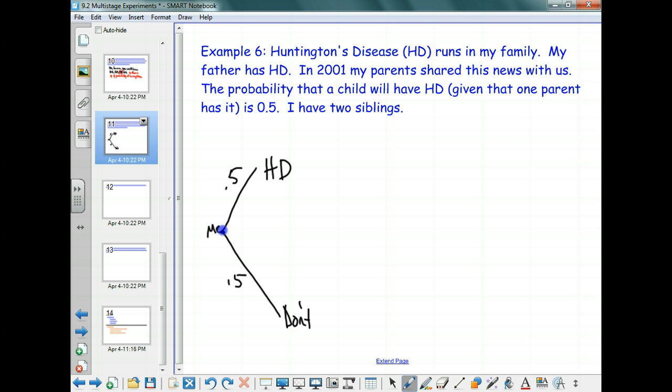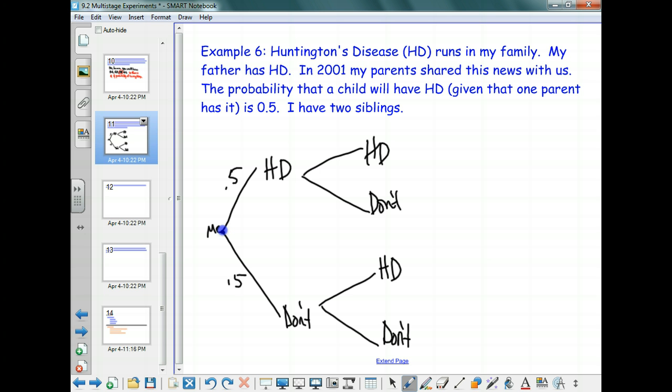All right, so that was me. I was born, I either have it or I don't. This is an independent event, right? It has no bearing over the next child. So after I was born, I have a sister. So this is my sister's chances. My sister also has two options, right? She either has it or she doesn't. And the likelihood of each one of those branches is 1/2.